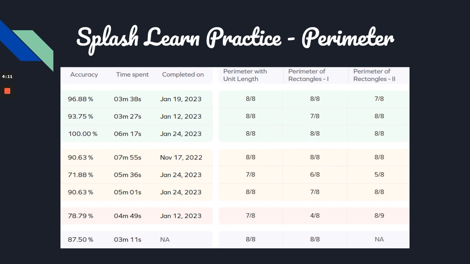In addition, students had another SplashLearn practice on perimeter, where 3 students were doing very well, being very successful. 3 of them were in the middle, 1 is below, and 1 student did not complete the assignment fully, so their score is not finished just yet.